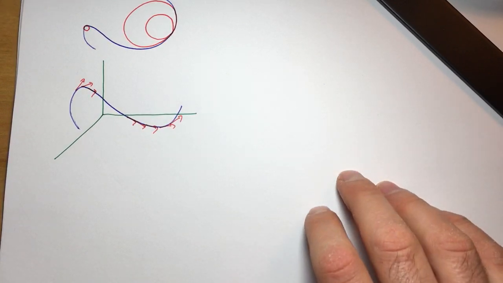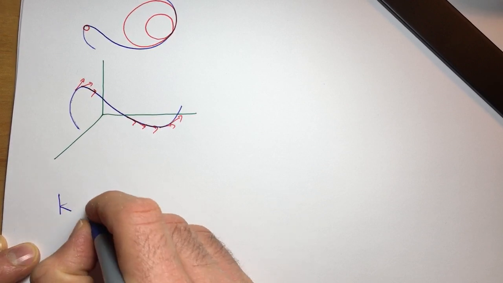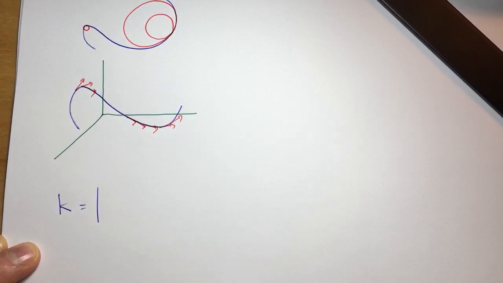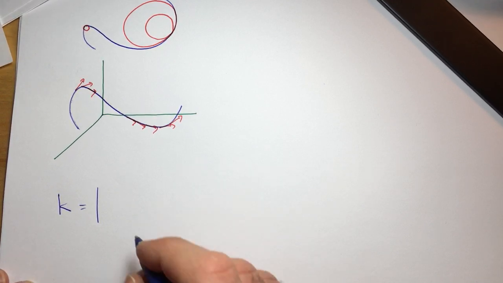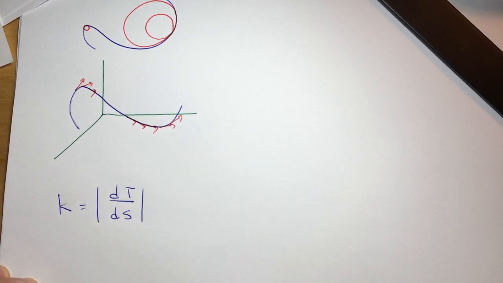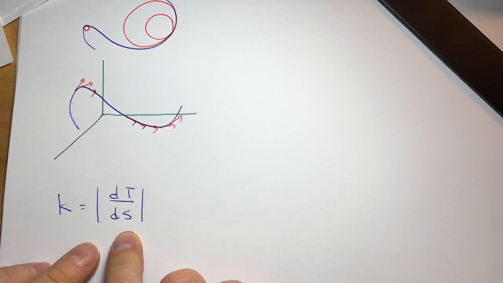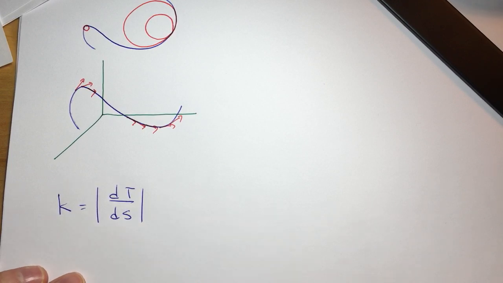So we will define the curvature as the magnitude of the change of the unit tangent vector with respect to the arc length. And you may ask, well, why with respect to the arc length? Because the arc length is independent of any parameterization. That's why we take the change of the unit tangent vector with respect to the arc length.